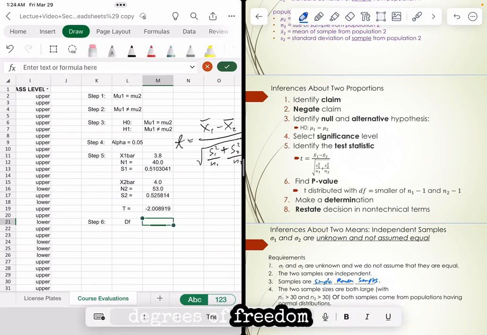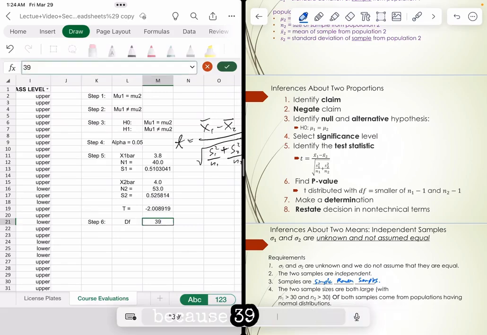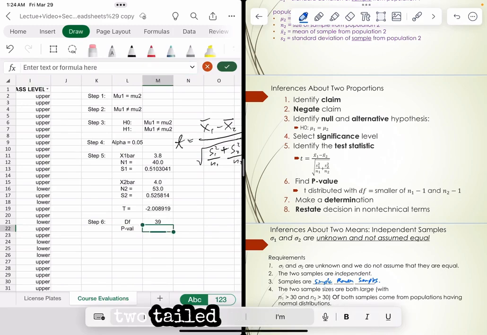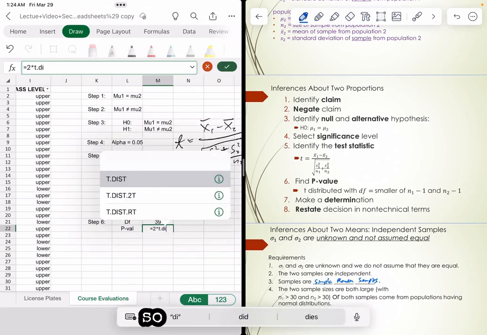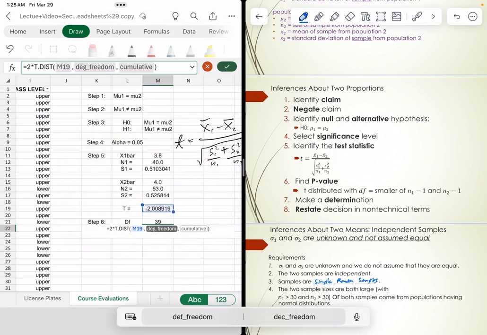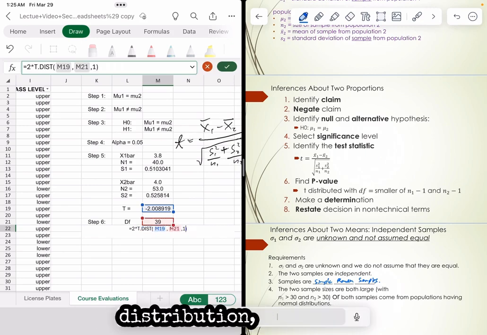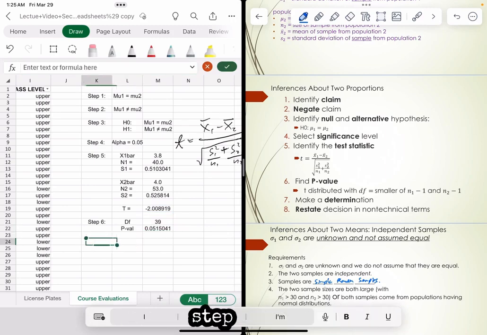Degrees of freedom is 39, because 39 is n1 minus 1 and smaller than n2 minus 1. So now the p-value is going to equal, and again, it's a two-tailed test. So T.DIST, it's a negative value, so the left tail here, degrees of freedom will be that one right there. Cumulative is 1. Continuous distribution, cumulative is always 1. Press enter. Step 7. If the p is low, the null must go.